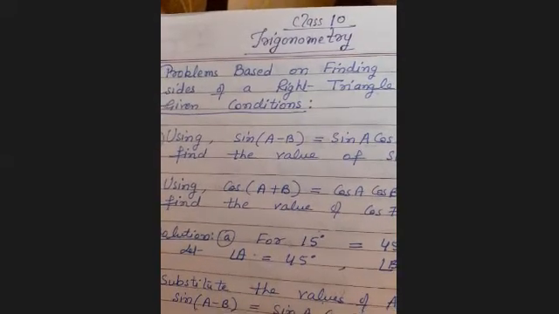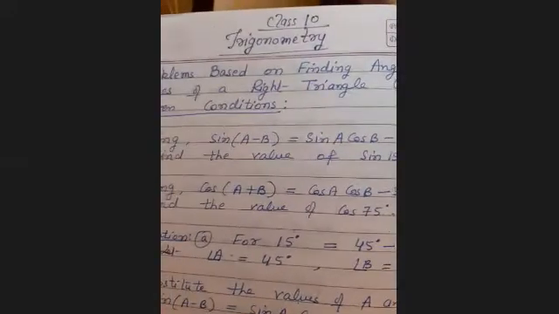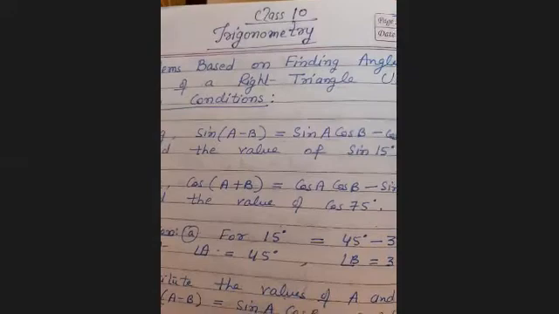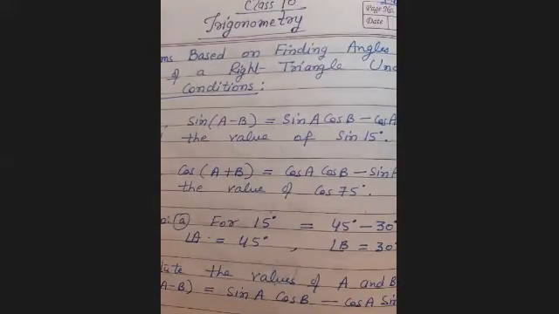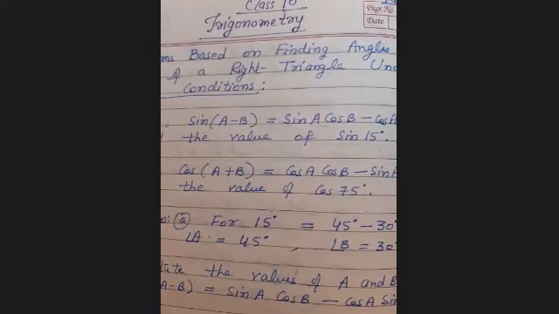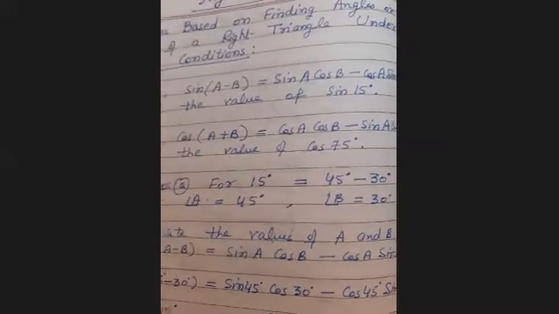Using sine (A minus B), which is equal to sine A cos B minus cos A sine B, we have to find out the value of sine 15 degree. Here what to do? For 15 degree, we can write 45 minus 30, because 45 minus 30 is 15 degree. Angle A is 45 and B is 30. Then we will substitute the value of A and B.